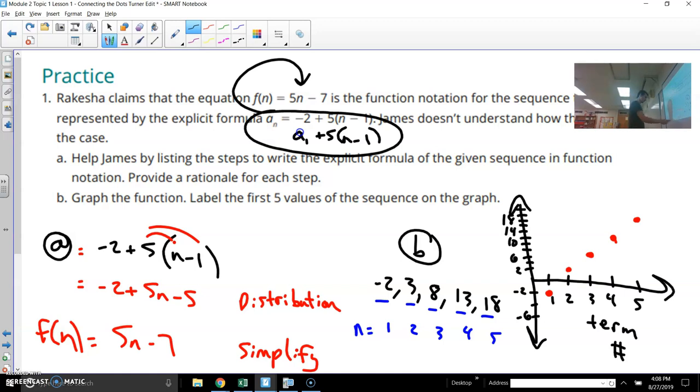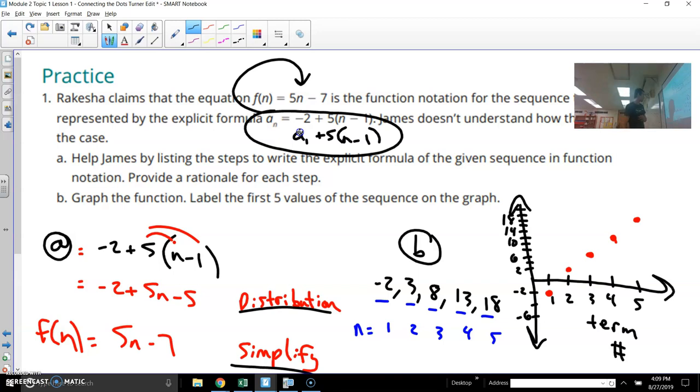First thing we're going to start with is distribution. Distributing that 5 times n and 5 times negative 1. And then taking a moment to just simplify. Negative 2 minus 5 is negative 7. And so now we have a more simplified function that we can plug values into to calculate future values in the sequence. So part B is actually figuring out what those values are.